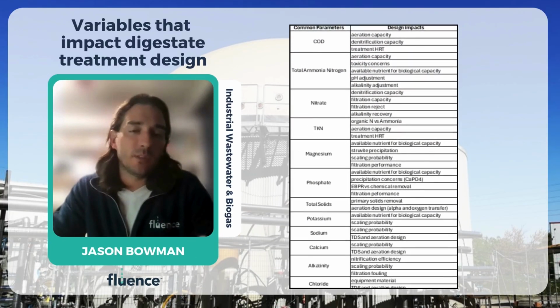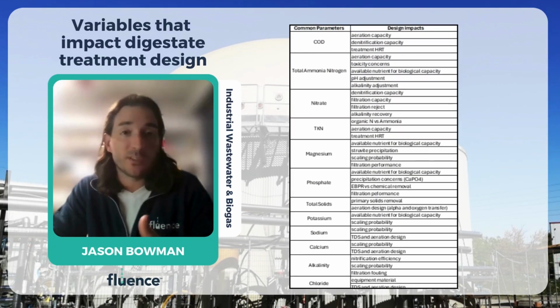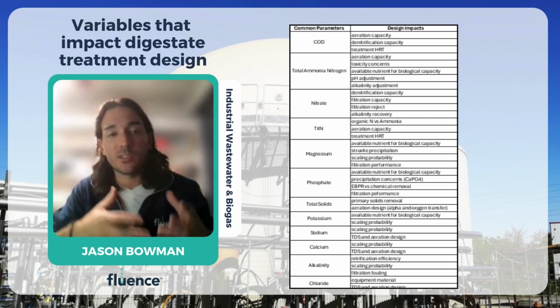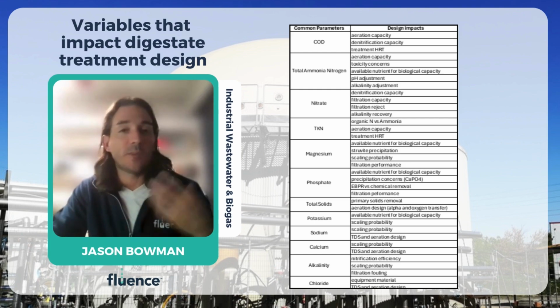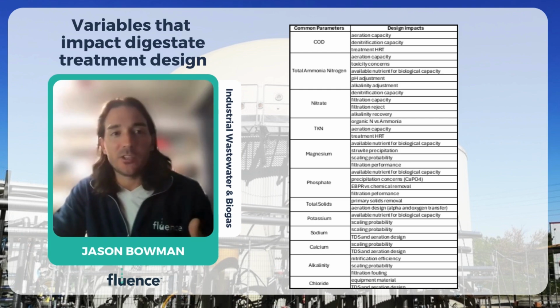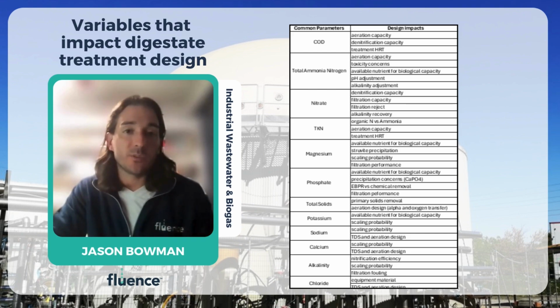So here we have a list, and I'm going to say it's a brief list because it's not all inclusive, of all the parameters that we evaluate and go into our design. So the point of this slide is to show how many variables that we have to process, that we have to think through. Any variation in these parameters or these variables can impact our design and therefore impact the cost or the efficiency of the process from one project to the next project.